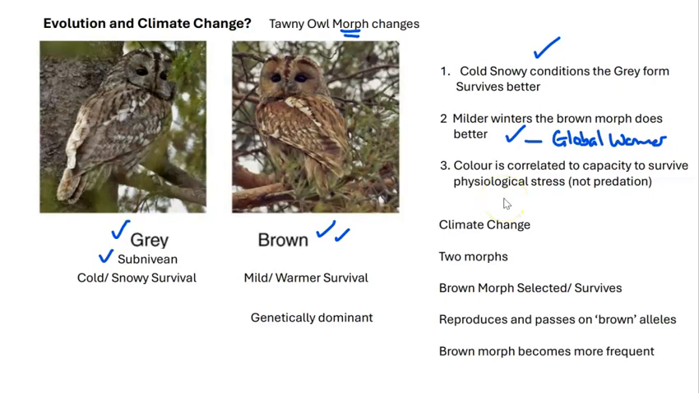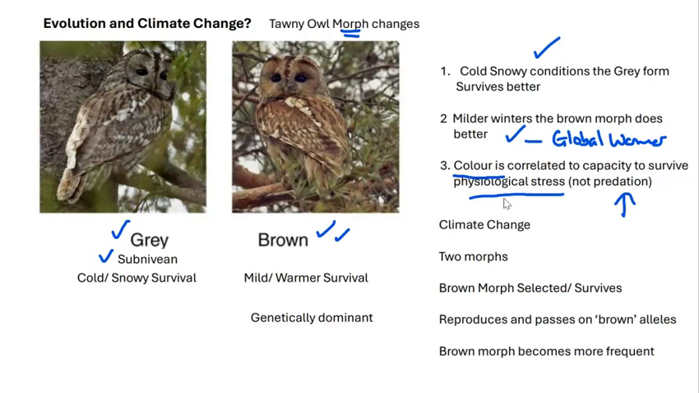The interesting thing is that the research papers clearly indicate that colour is correlated to the capacity to survive physiological stress and is not associated with any aspect of predation. So arguments regarding camouflage and so forth are actually not the case, as the research papers show. And I'll try to link those research papers into the description as well.